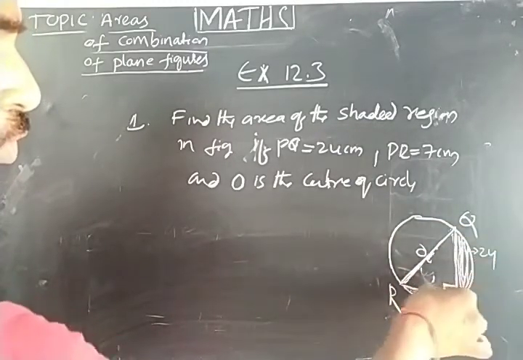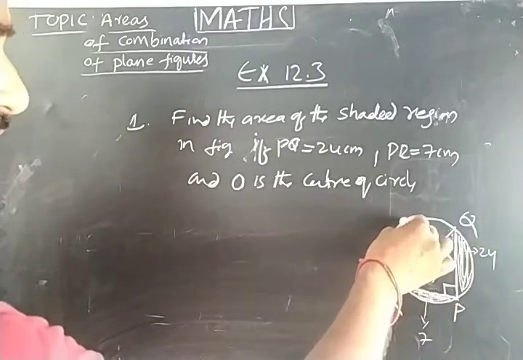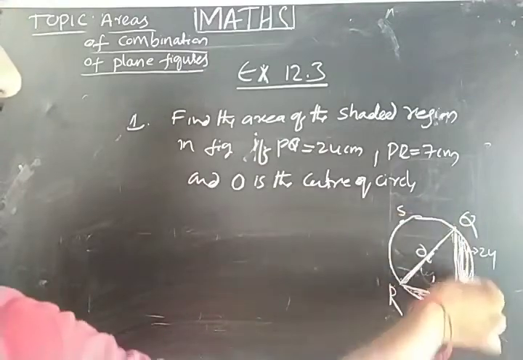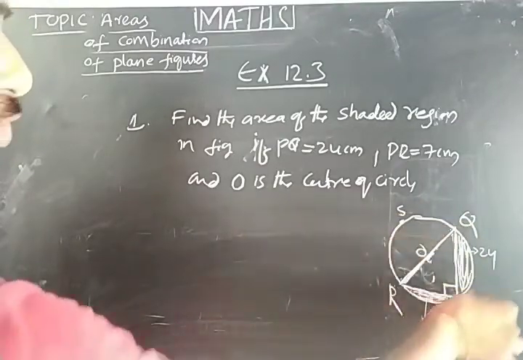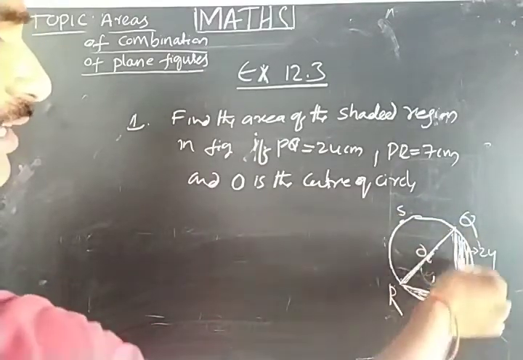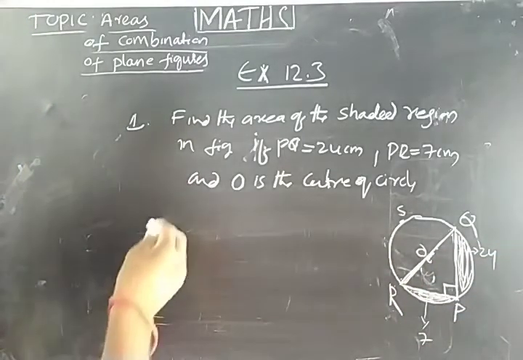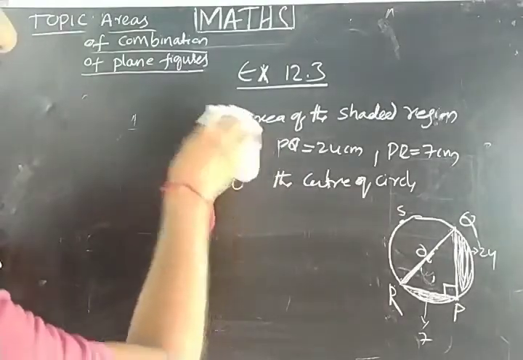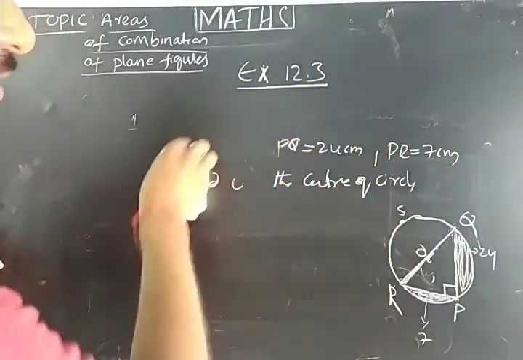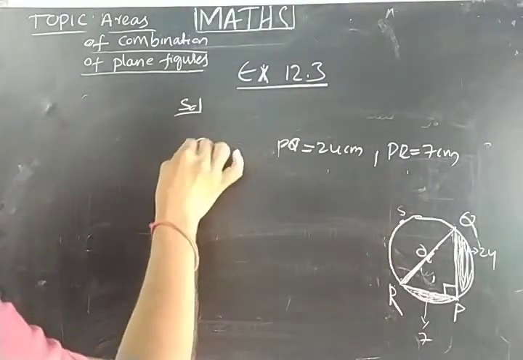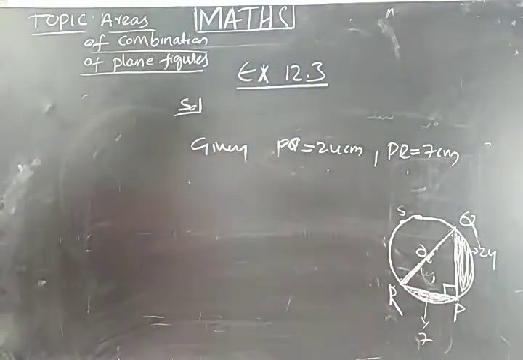So OQPQSR, it is a sector. From the total circle area, if you remove the sector area, automatically you will get the shaded region. Okay, right. Now I am writing the given information. What is given? Given PQ, PR. Solution. Given PQ is 24 centimeters, PR is 7 centimeters, right?